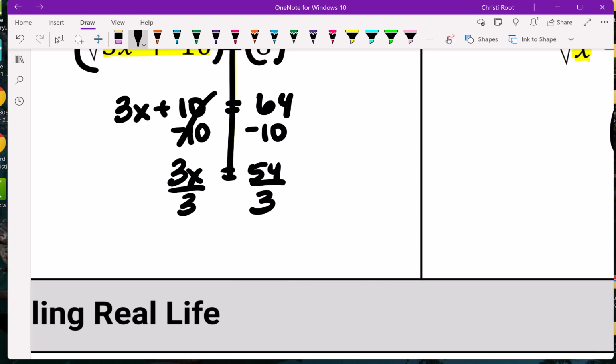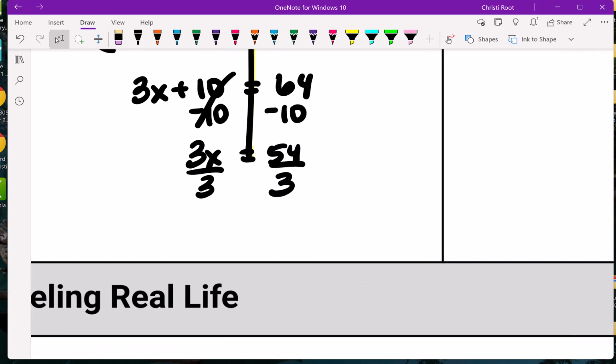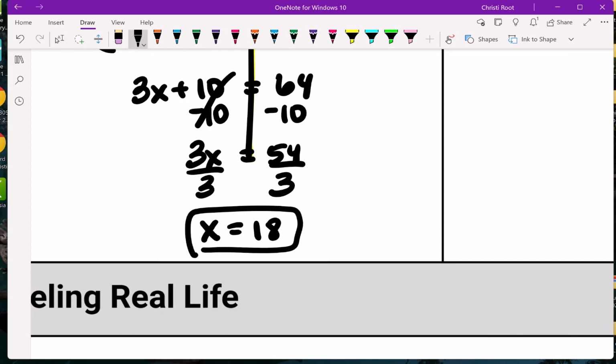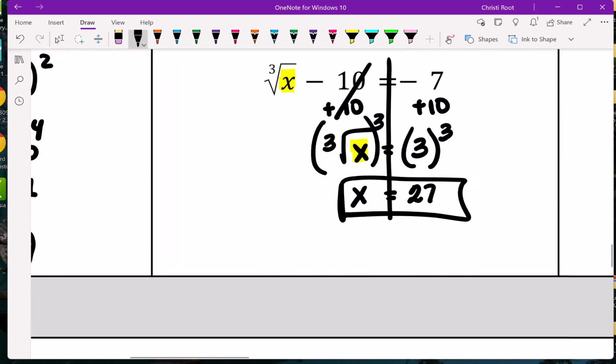So the last thing I do is I'm going to divide both sides by 3, and I wind up with 18 over here. Should I check my answer? Yes. We don't have to do that today. We will absolutely have to do that tomorrow. But if you wanted to check it, just put 18 in place of the x, and it will check out. So I got the first 2 done.